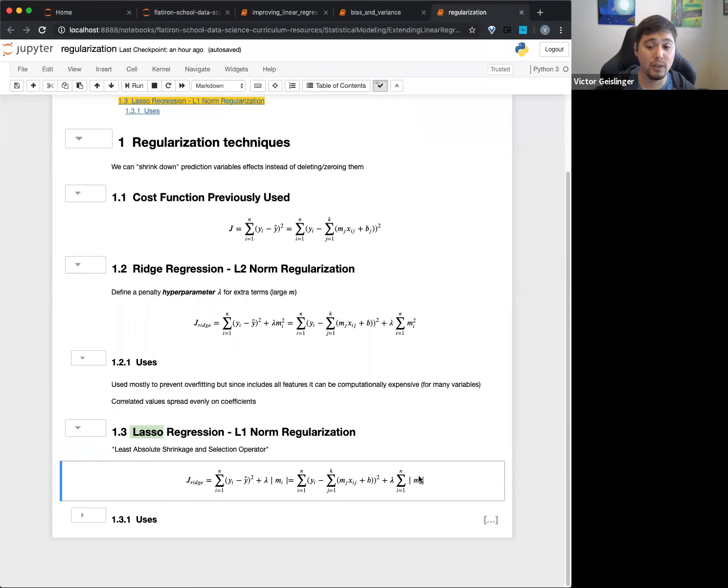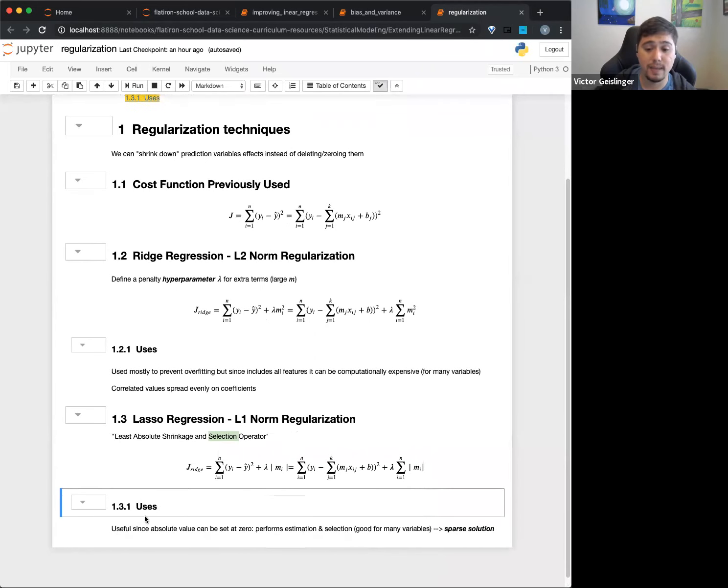What's kind of cool is that just like we say shrinkage, which is what's going on with L2, it also has selection. And selection means get rid of the feature. So some of these features will actually go down to 0. When it goes down to 0, it's like, oh, not important, remove this from here. So some advantages of this: the absolute value will set to 0.